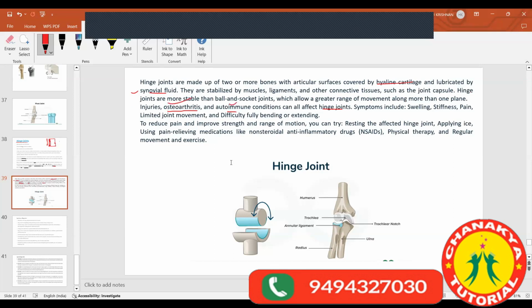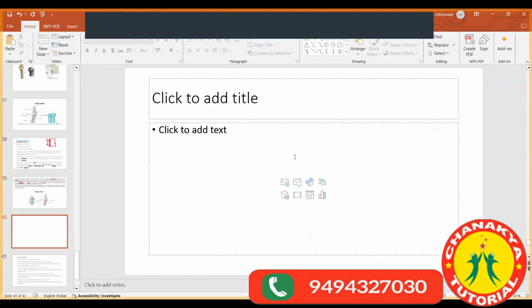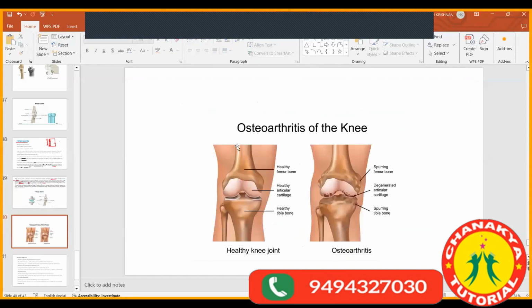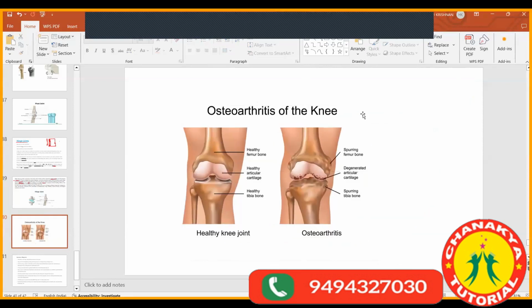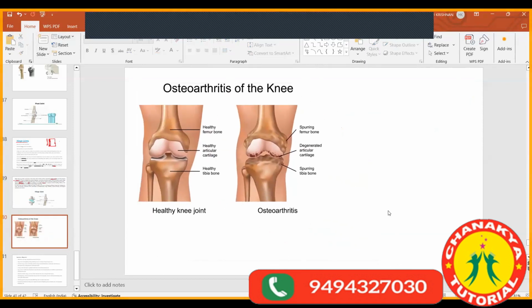For example, I'll get you a picture of osteoarthritis. Here. I think you can see the screen, right? Yes, ma'am. PPT. Can you see the arthritis of the knee? Osteoarthritis. Yes, ma'am.